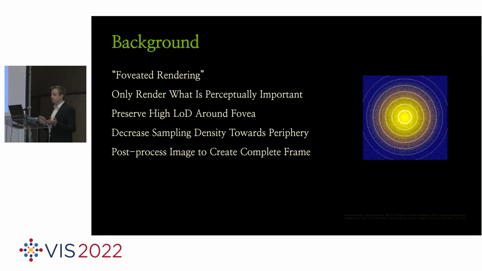The idea behind foveated rendering is to create images that can be produced in a shorter amount of time while preserving the perceptual quality of a fully rendered image. This is done by preserving high levels of detail around the user's focus while gradually decreasing the quality towards the periphery. Post-processing, like upsampling or blurring, is then usually used to reconstruct the full image. This approach is really at the core of our project here. Let's now look at the method itself.